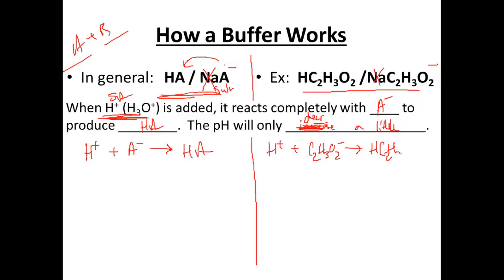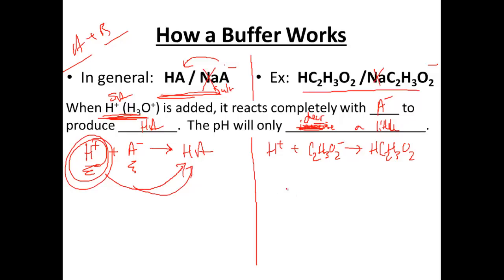So I guess the big thing to notice here is that when you add a strong acid, it reacts with the conjugate base here and turns it into a weak acid. So buffers, what they do a really good job of is they take strong things, in this case a strong acid, and they turn it into a weaker form, which therefore does not change the pH very much.